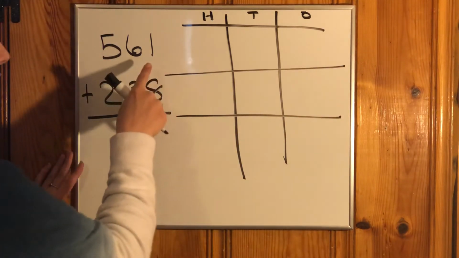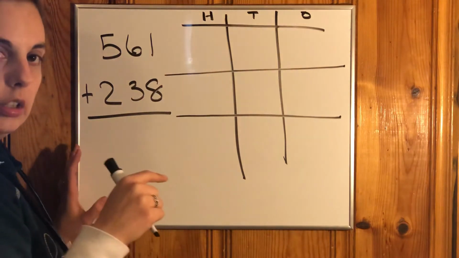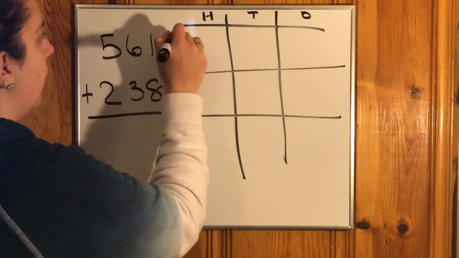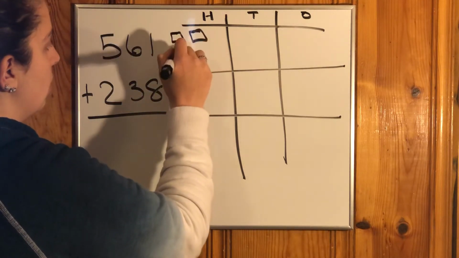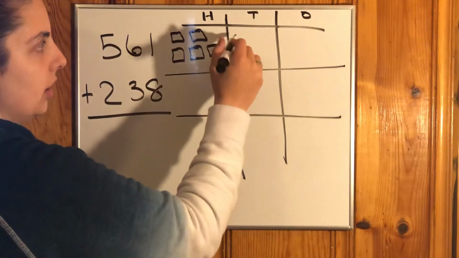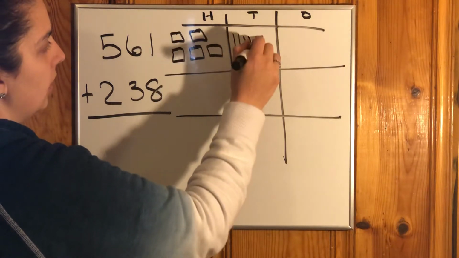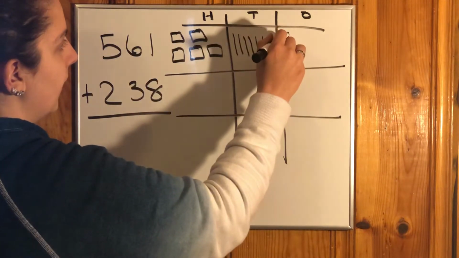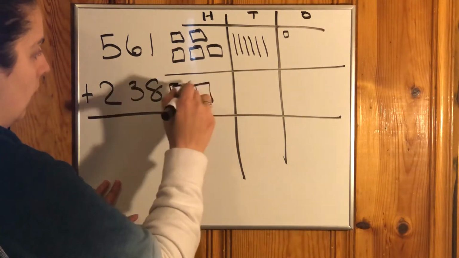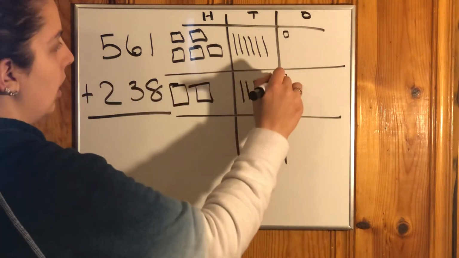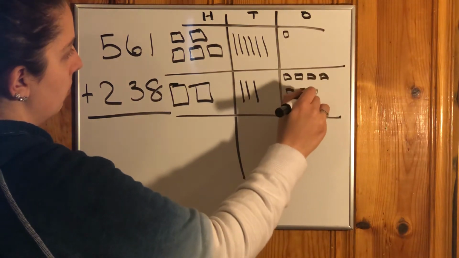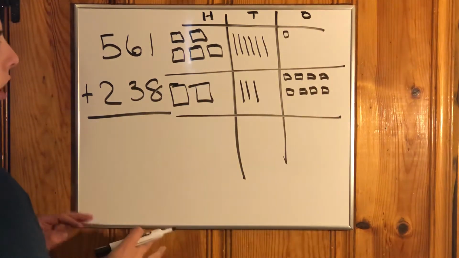Okay, so I'm going to start with 561. I'm going to draw my hundreds, tens, and ones. So 561 has 5 hundreds, so I'm going to draw 5 hundreds squares. 6 tens, so 6 sticks, 2, 3, 4, 5, 6, and 1 one. Okay, 238 has 2 hundreds, 3 tens, 8 little ones. Okay, now I'm ready to add.